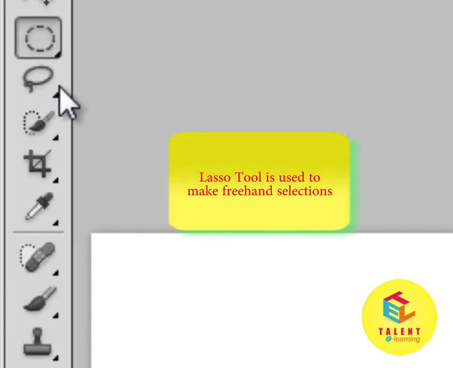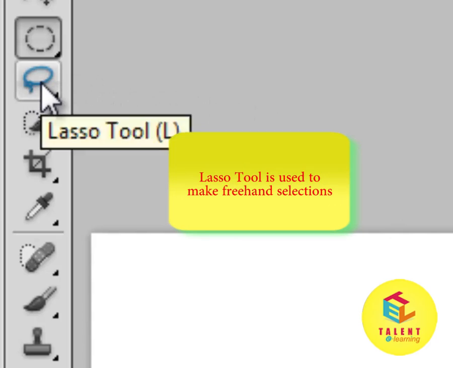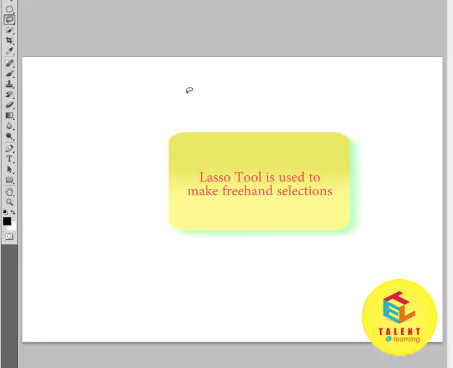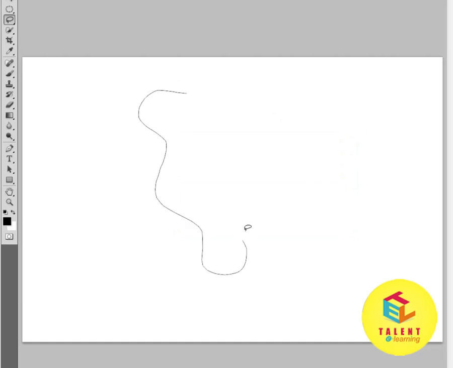The next tool over here is the lasso tool. The lasso tool is used to make random hand-picked selections. For example, if I draw any shape over here, you can see the selection got made in exactly that shape. We can press Ctrl+D again to deselect it.